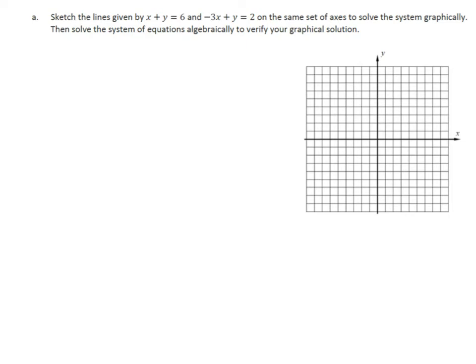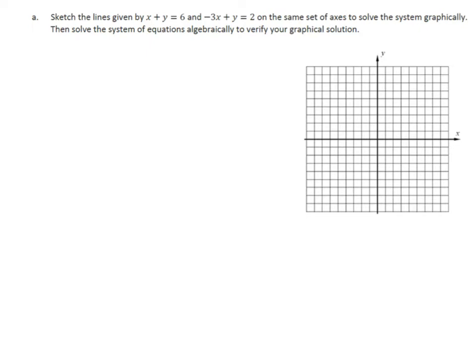Good evening, this is Mr. Win bringing you Unit 4 Lesson 2a here, and in this lesson you are going to begin graphing systems of equations. So taking a look at the first one here, we have: sketch the lines given by x plus y is equal to 6 and negative 3x plus y is equal to 2.